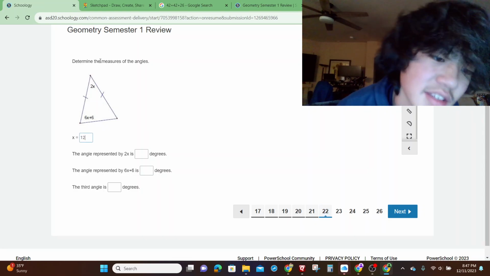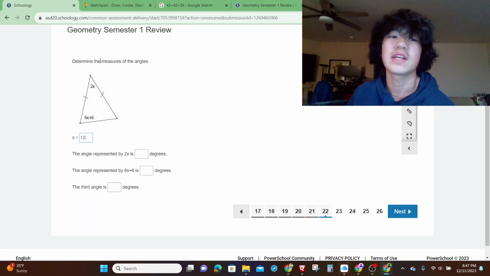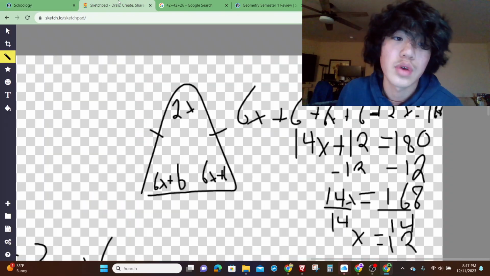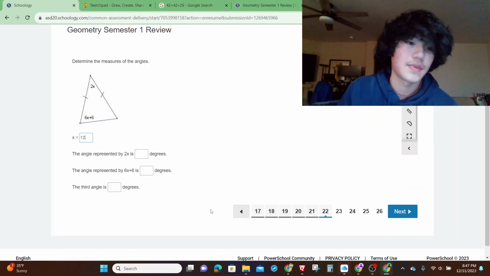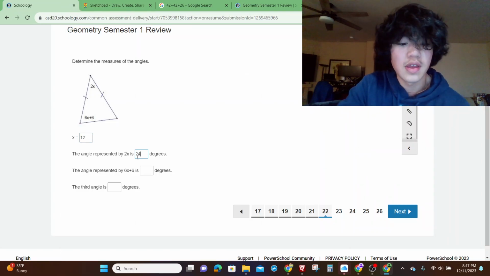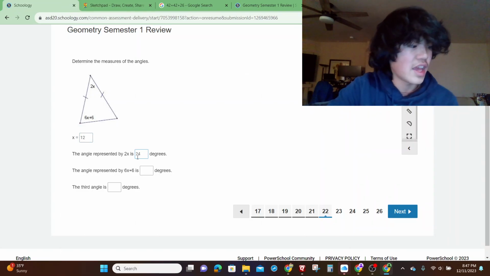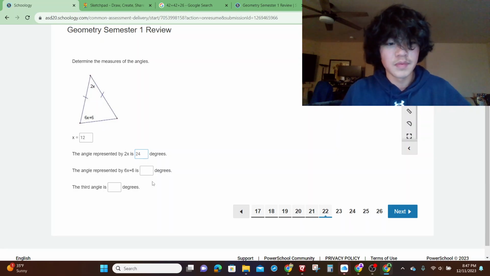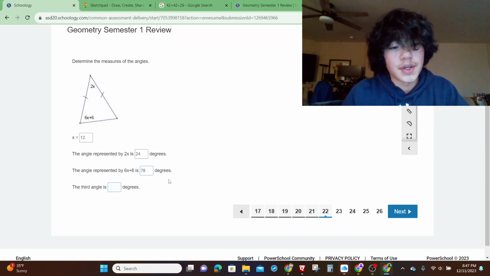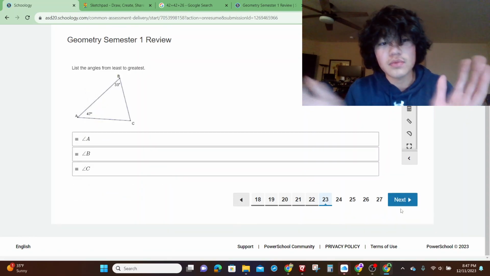Now it's asking us for the angle represented by 2x. So we just multiply 2 times 12, 24. So that angle is 24. 6x plus 6, we're looking for that angle, it will be 78. And the third angle is the same because they're congruent, so it's also 78.